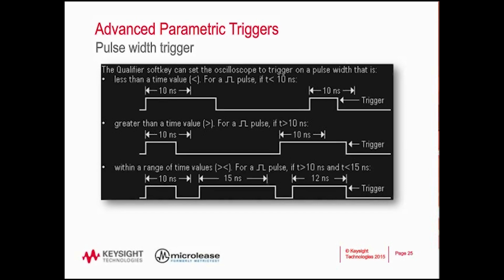What the pulse width trigger does is look at the trigger level that you've set and look for a signal that rises and falls across it twice in a row in opposite directions, and it defines that as a pulse. And you can set a time value for that pulse as well.